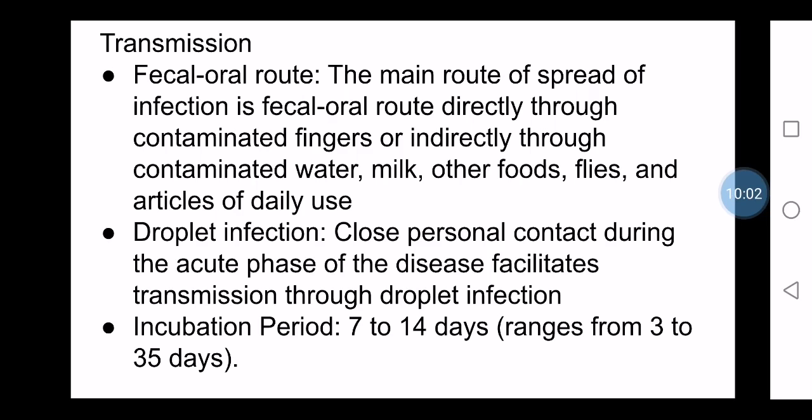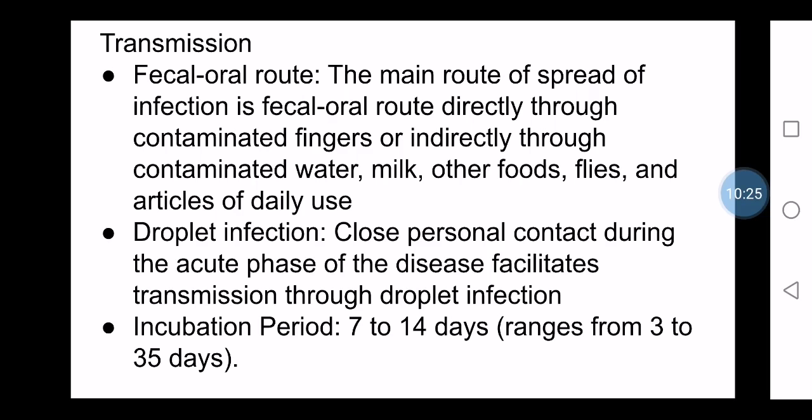So it can spread through the fecal oral route directly through contaminated fingers, if the fingers are contaminated with feces and we eat with the same fingers without hand washing, and indirectly it can contaminate water, milk and so on. So this is one route, the fecal oral route. The next one is droplet infection.